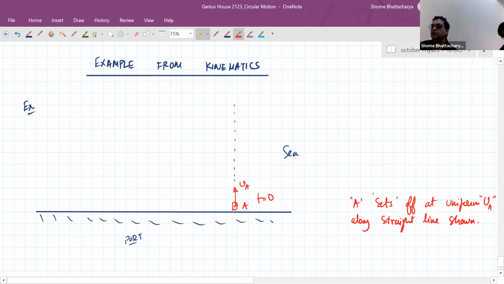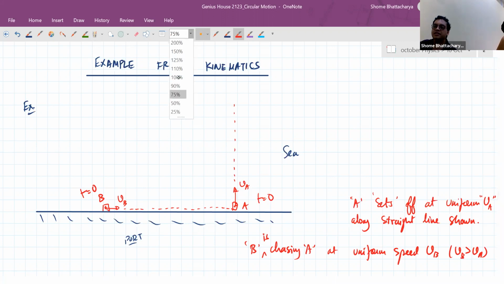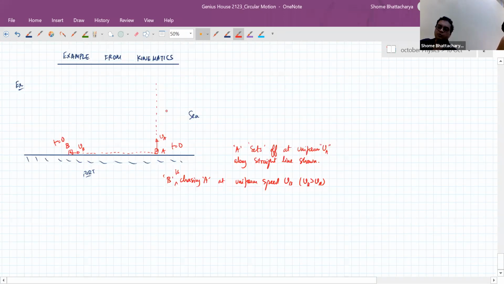Now at that same time, there is another ship B, and ship B's job is to chase A. It does this at a speed higher than A. So B is chasing A at uniform speed VB, where VB is greater than VA, such that at any instant its direction of velocity will be pointing to A. Just like that problem we had done that day on the triangle one, where each particle was chasing the other. Here the difference is A is going at a constant uniform velocity.